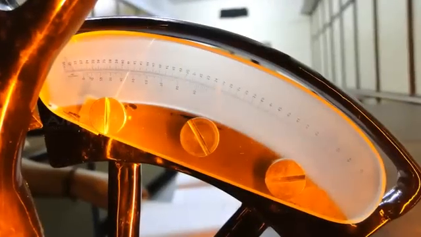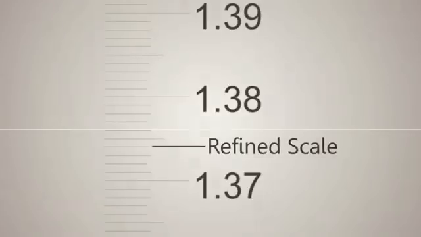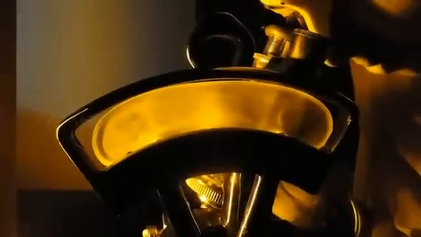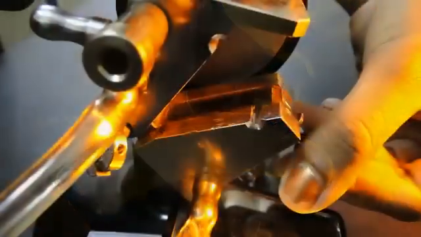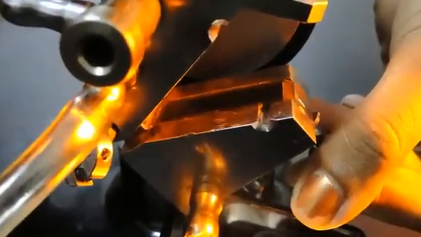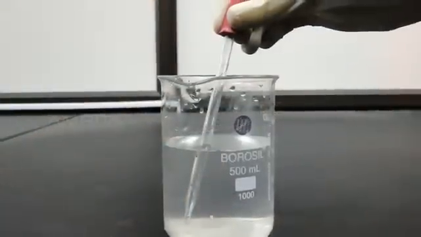Read out the integer value from the rough scale and the decimal number from the refined scale. Read the index of refraction using the telescope scale. Open the double prism and dry out the glass surfaces. Repeat the experiment with different liquids.